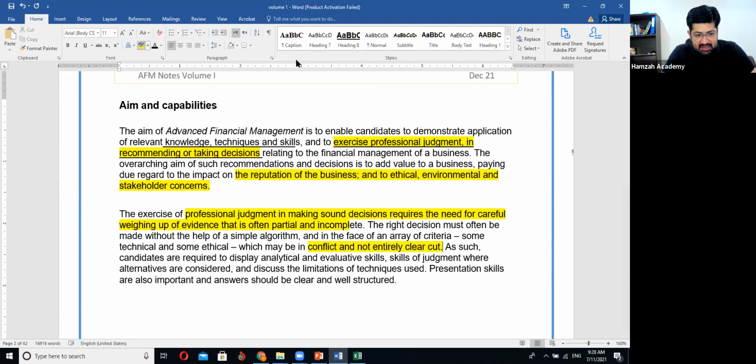So candidates are required to display evaluative, analytical, judgmental skills when alternatives are being considered. It means that you have to think from multiple aspects of the decision. Of course, presentation skills are important: a logical, persuasive, sequential approach. They're important, of course.